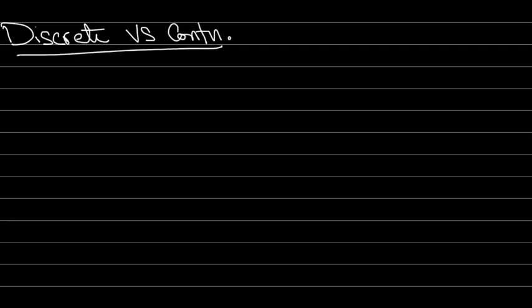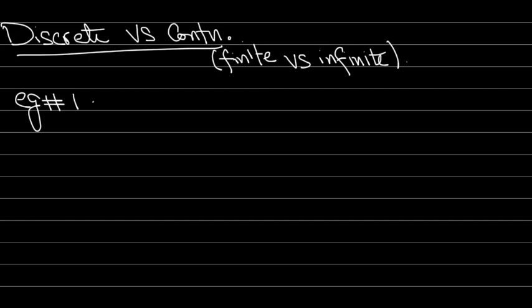Now let's talk about discrete versus continuous symmetries, right? Now, in this discrete versus continuous, we can also talk about finite versus infinite, right? And you will just see why. Okay, so take an example, actually example number 1 for this case.